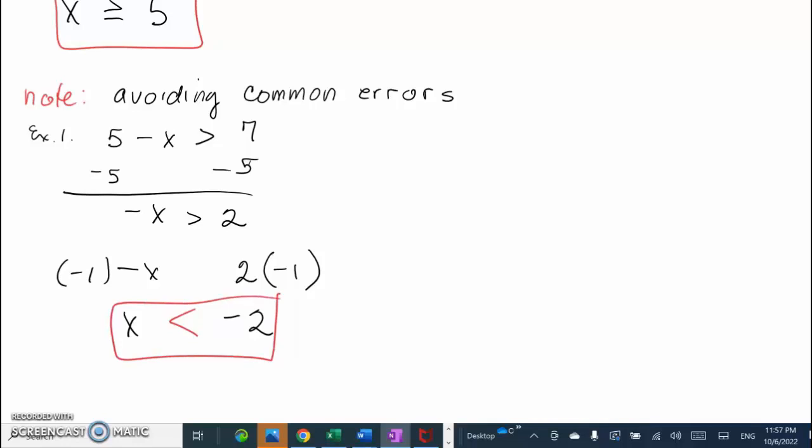All right, now, if you were asked to graph this solution, you would draw your number line. So if this is 0, then this becomes -2. Now, we want to graph all real numbers that are less than -2, not equal to. So in this case, you have to have an open circle. Do not include the -2, but you want everything now to the left.